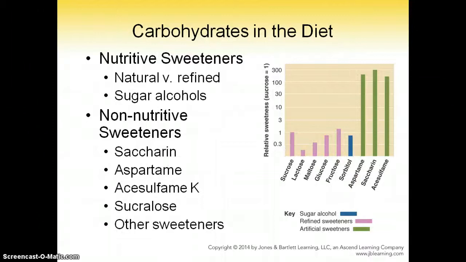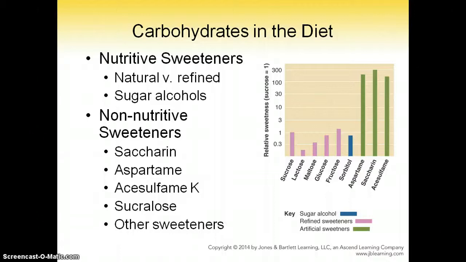As we look at some of the nutritive sweeteners, we know that they are used in many products, and there are people with conditions such as phenylketonuria or PKU that cannot metabolize these products. The amino acid phenylalanine is not sufficient in their body.